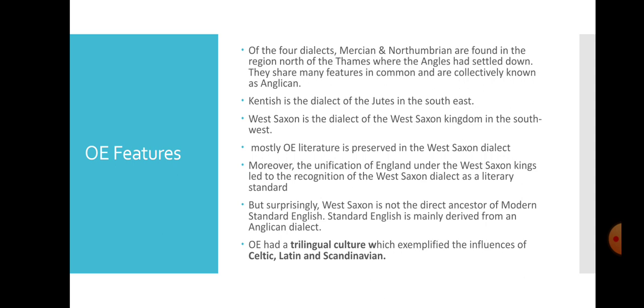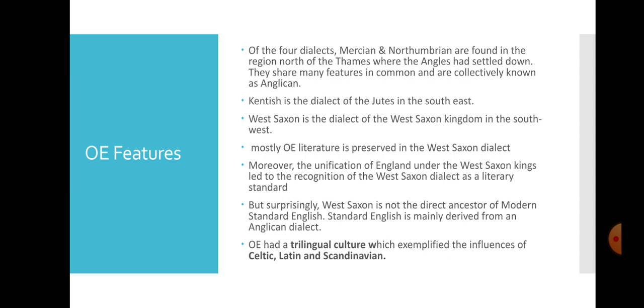And next is West Saxon. West Saxon is the dialect of the West Saxon kingdom in the southwest. The greater part of Old English literature is preserved in the West Saxon dialect, or Wessex. It is one of the most prominent among these dialects, and the West Saxons were the most highly civilized of all the kingdoms.